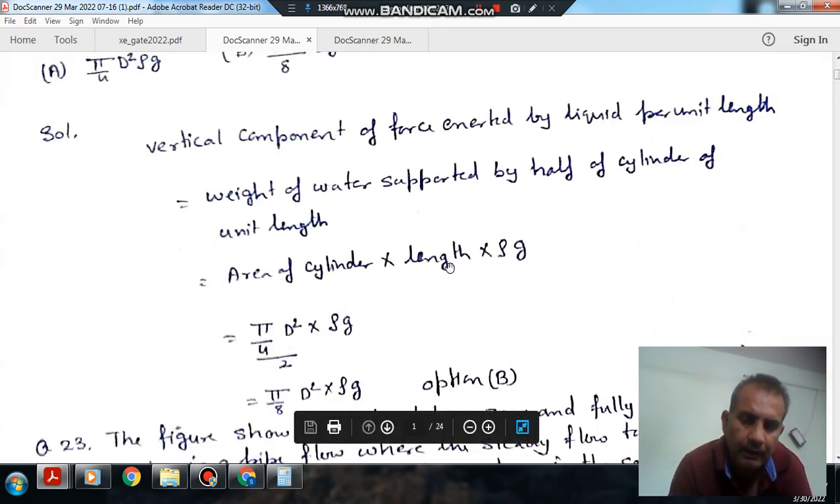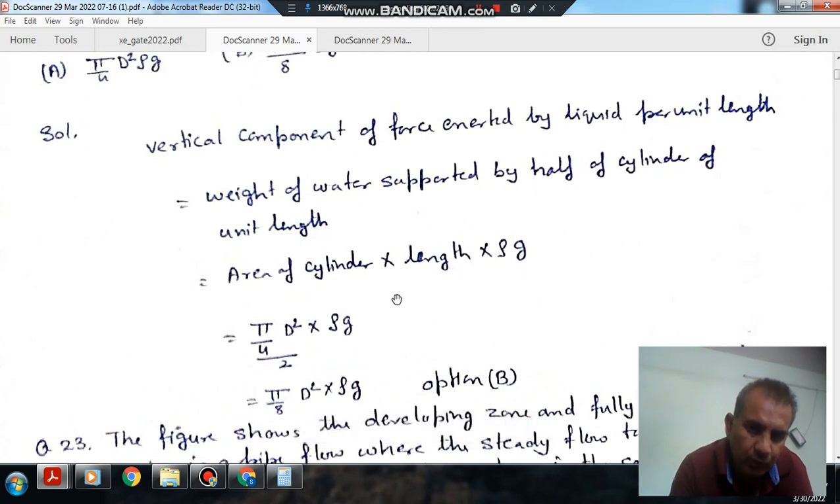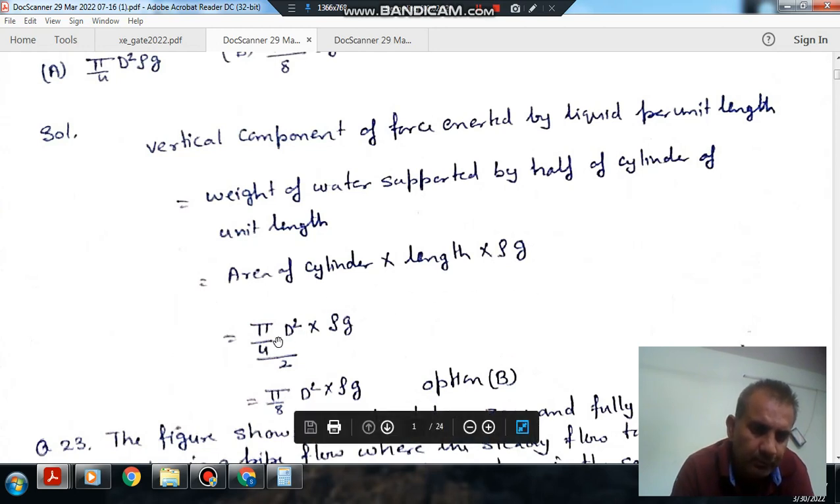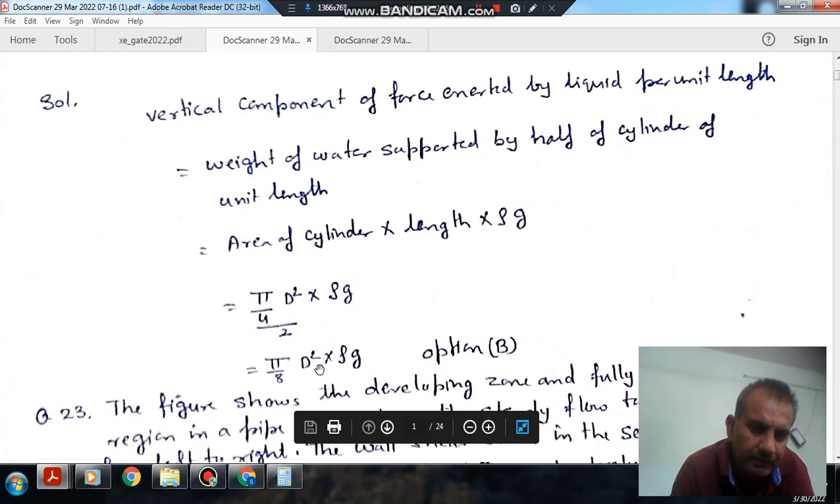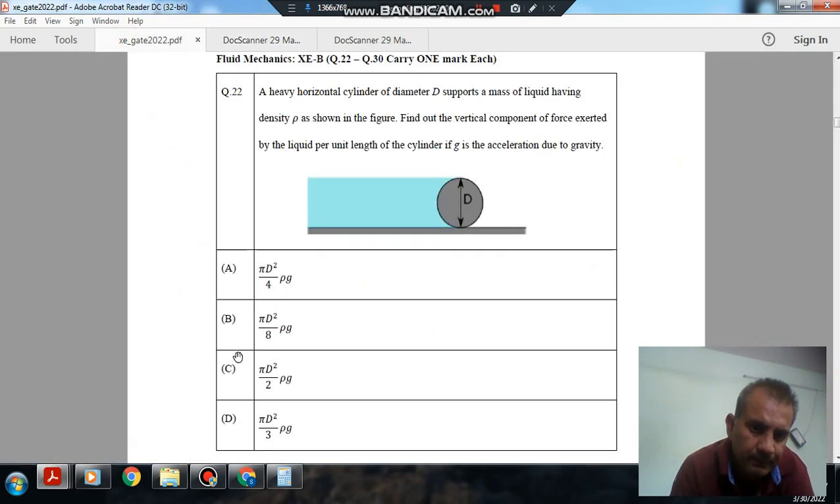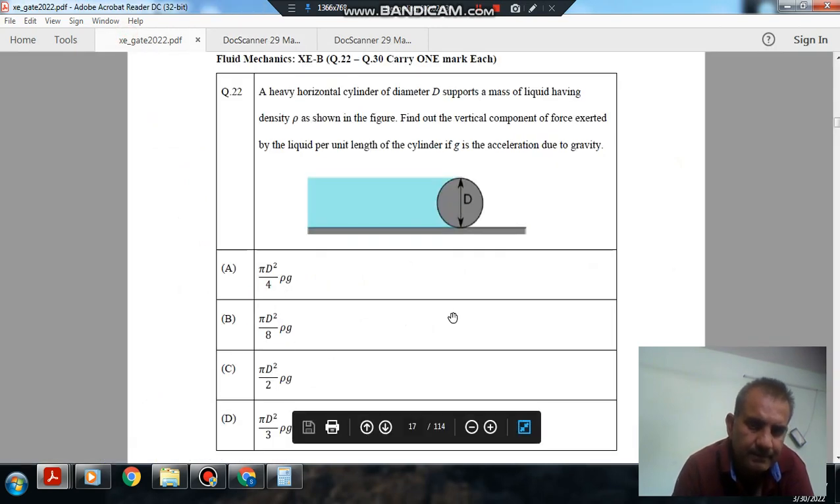Okay, and if we multiply this volume by the mass density and g, then it will be the weight of the water supported by the cylinder. So that will be pi by 4 d square by 2 into rho g. So that will be pi by 8 d square into rho g. So option B is the right answer.